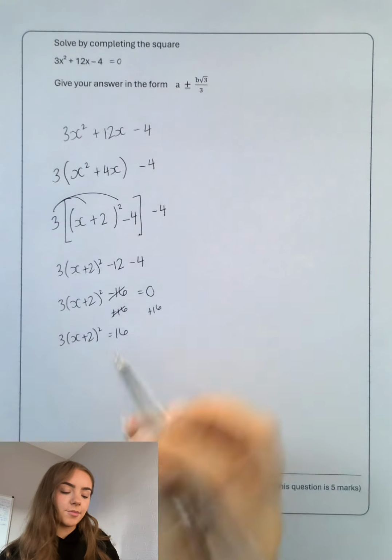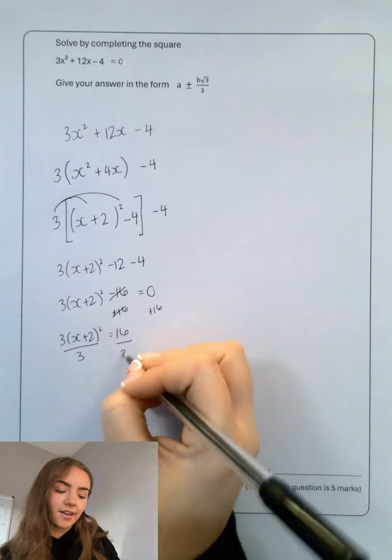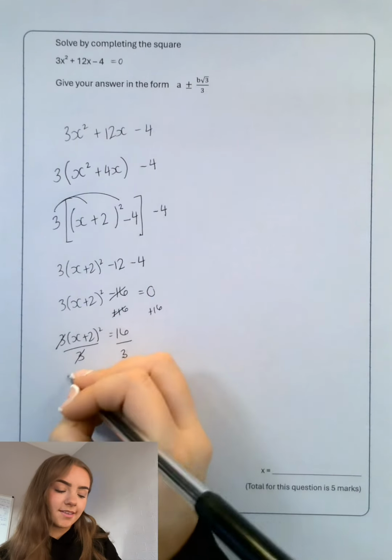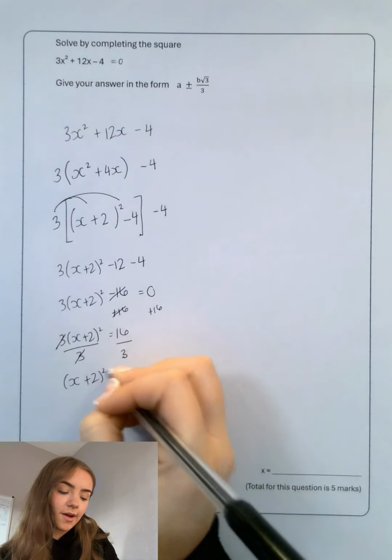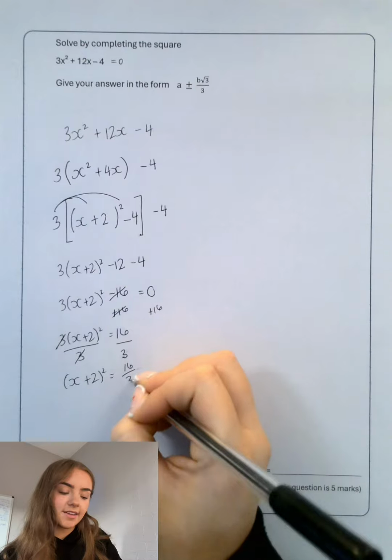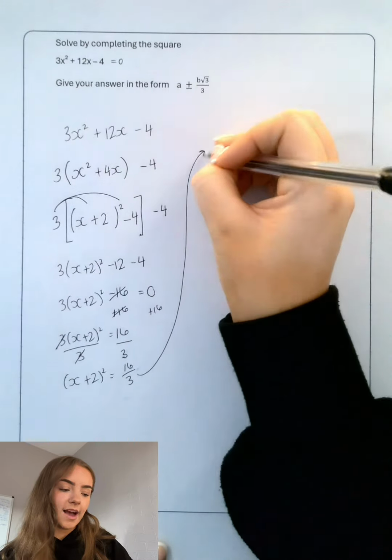And because this bracket is multiplied by 3, let's divide through both sides by 3. 3 divided by 3 will cancel out, leaving us with (x + 2)² is equal to, we'll leave it as a fraction, 16 over 3. I'll bring this up here just so we have more space.